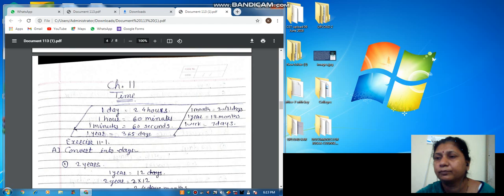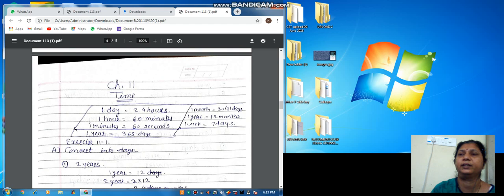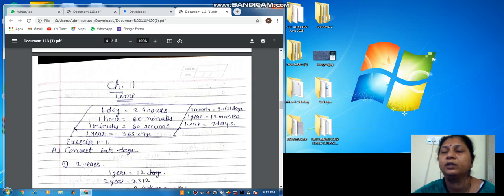So first of all, please write like this: chapter 11 time, and you have to write all these formulae in tabular form. Okay, once again I will repeat all the formulas. 1 day is equal to 24 hours. 1 hour is equal to 60 minutes. 1 minute is equal to 60 seconds.